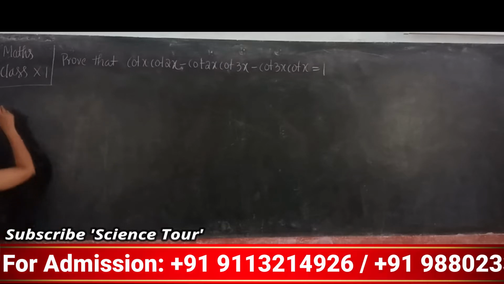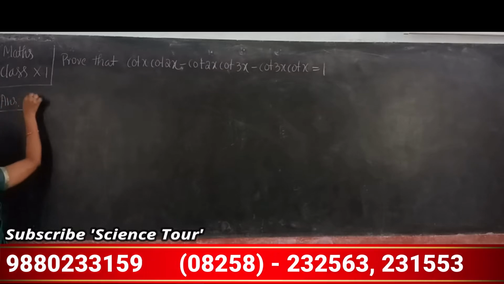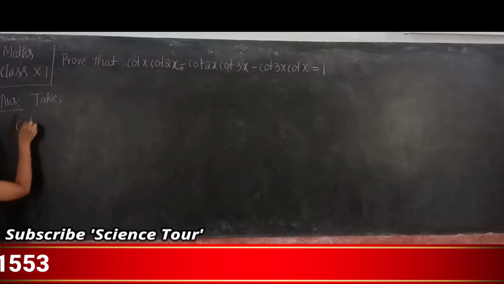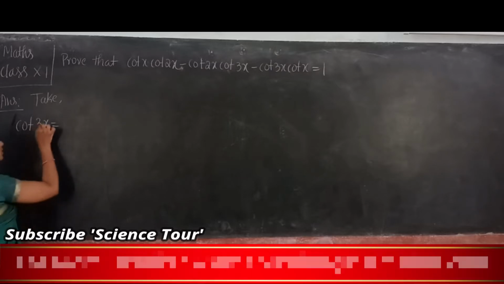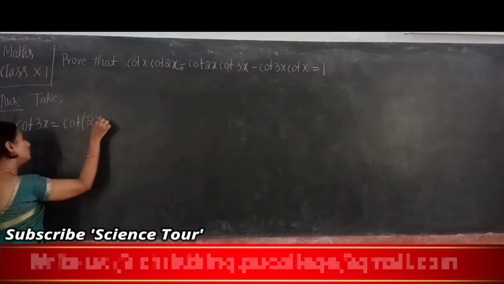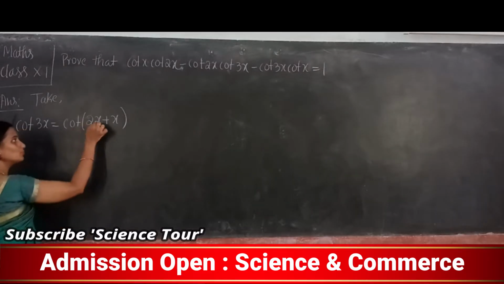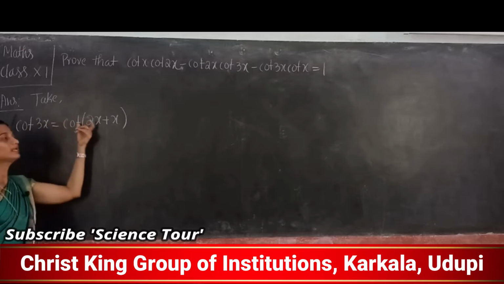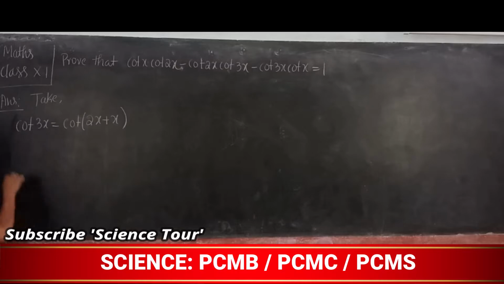So first we take the answer, cot 3x. Now cot 3x we can split as 2x plus x, cot of 2x plus x. So now use the formula. What is that formula? Cot x plus y. What is the formula of cot x plus y?